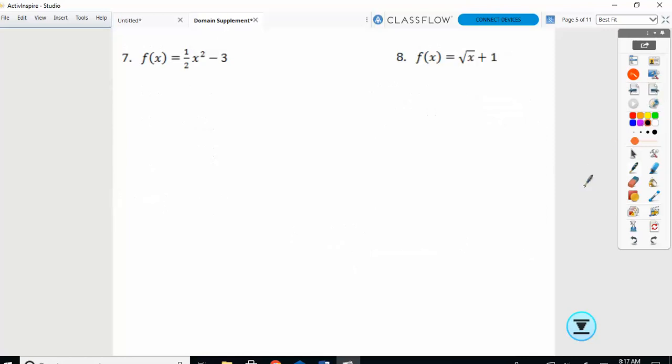All right, I want you guys to try the next two on your own. So see if you can tell me the difference for each of these things. Number 7 had a fraction. Does the bottom ever equal 0? No, so what's your domain?